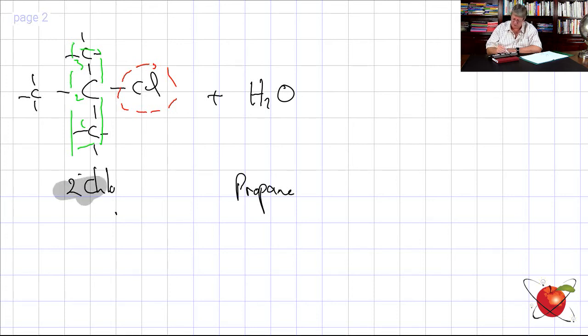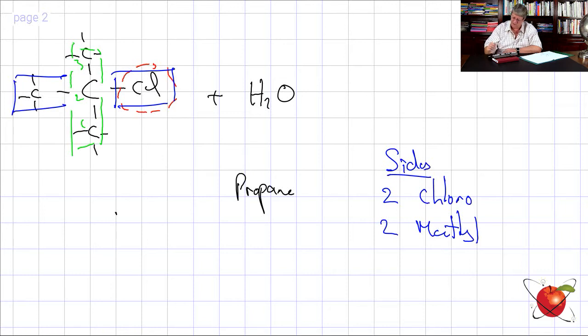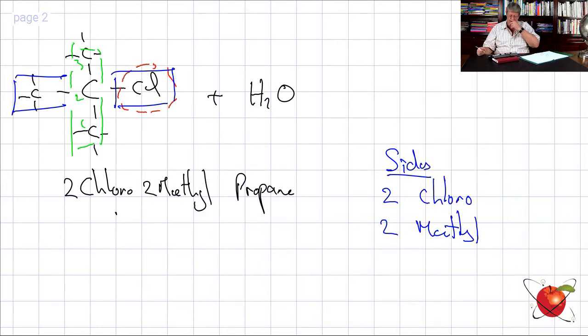Let me do it according to my thingy. So now we go with our blue pen, remember, and we go sides. On 2, there's a chloro. On 2, there's a methyl. So I now put them in order, and it's always the halide first. So it's 2-chloro-2-methyl propane. Okie dokes. There we go.